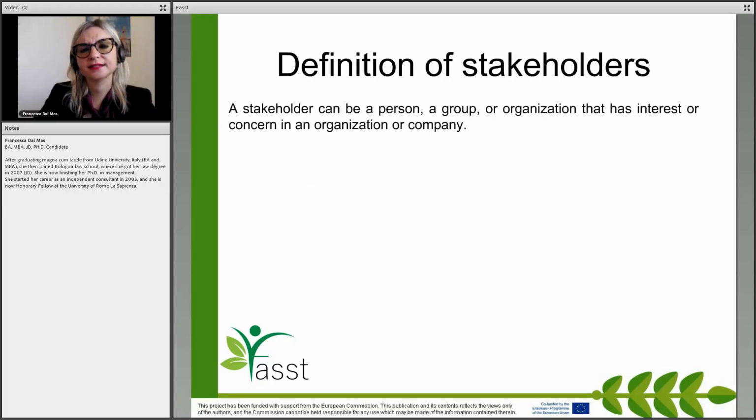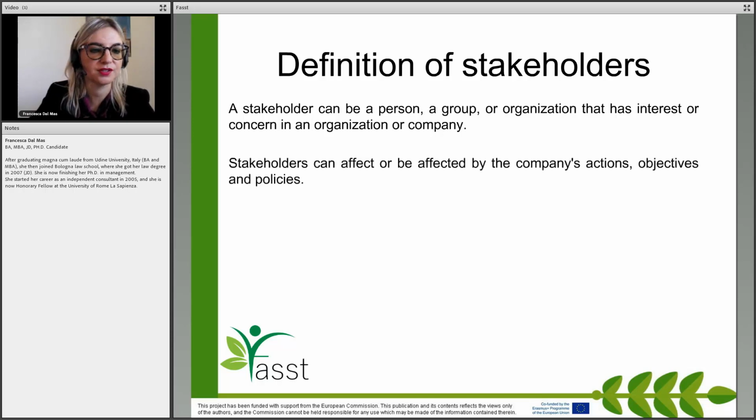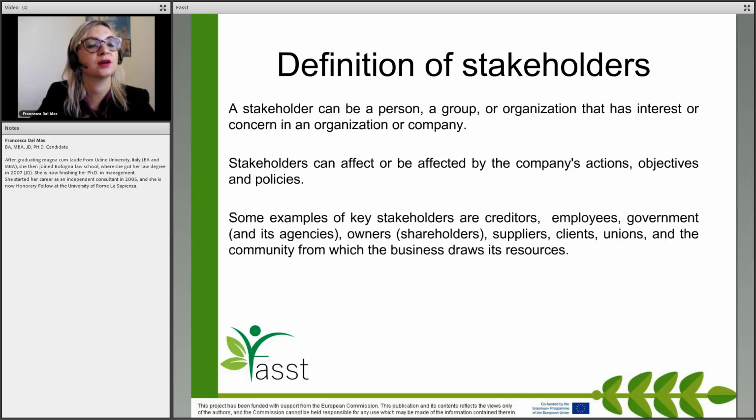A stakeholder of a company can be a person, a group, or an organization that has an interest or concern in what the company or the organization does. In this sense, stakeholders are those who can be strongly affected, in a positive or a negative way, by the company's actions, objectives, and policies.